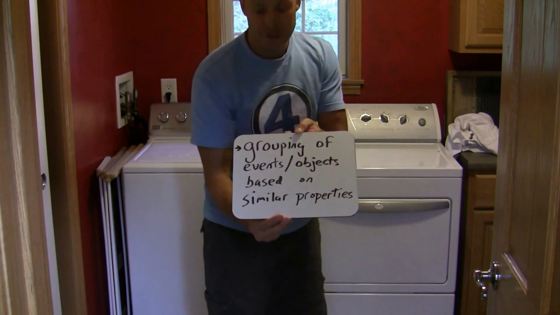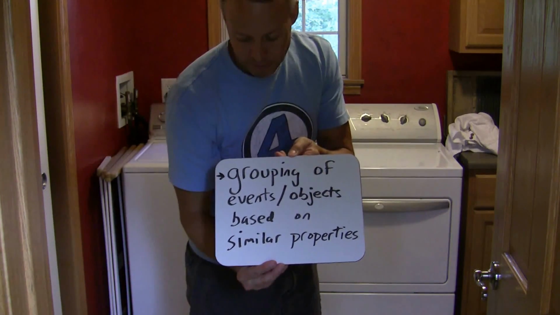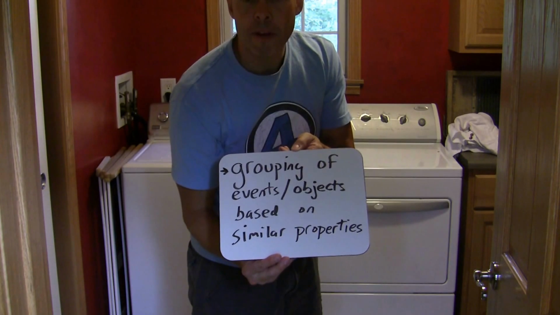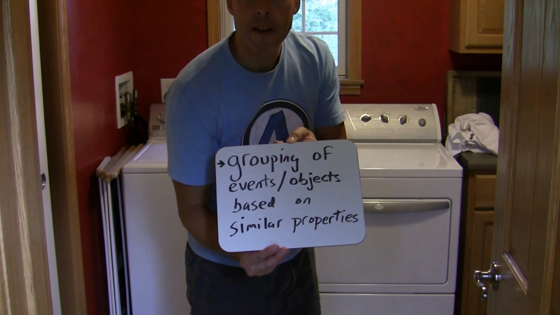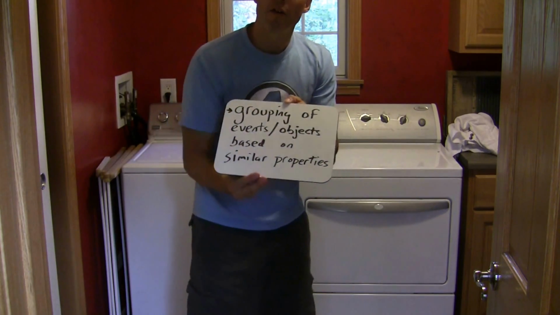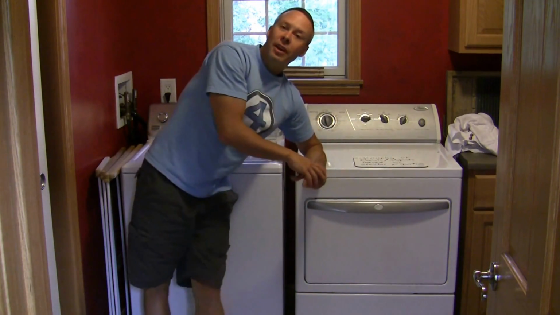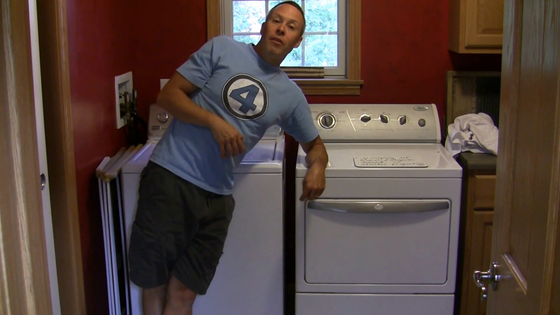Classification is the grouping of events or objects based on similar properties. So you look at their similarities. Oh, this is my size shirt. Right? So they all go together and they're different than Dad's. That's classification. Classification is important in science in general.